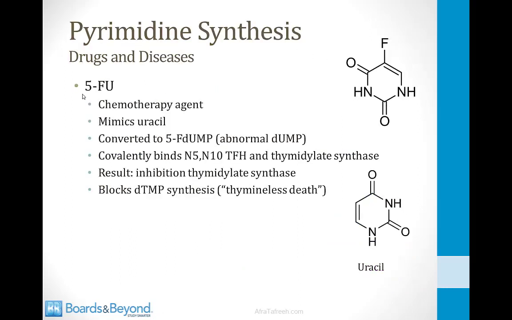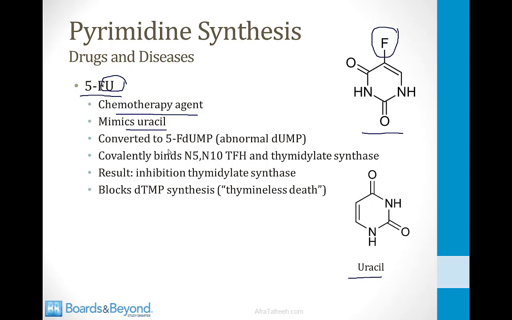There are a number of drugs that inhibit the conversion of uridine to thymidine, and the first one we're going to talk about is called 5-fluorouracil or 5-FU. This is a chemotherapy agent that mimics the structure of the base uracil. That's why it's called 5-fluorouracil. If you look at the bottom of the screen here, I've shown you the structure of uracil, and at the top is 5-FU, and you can see it has a fluoro group attached.